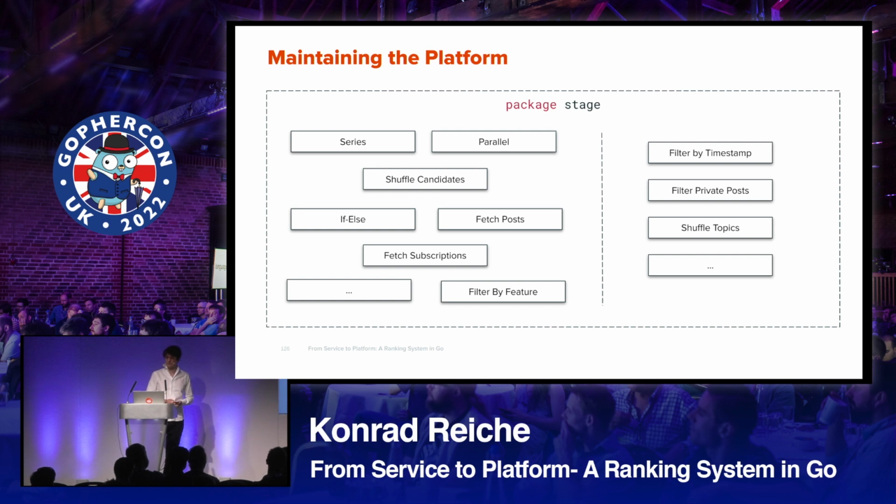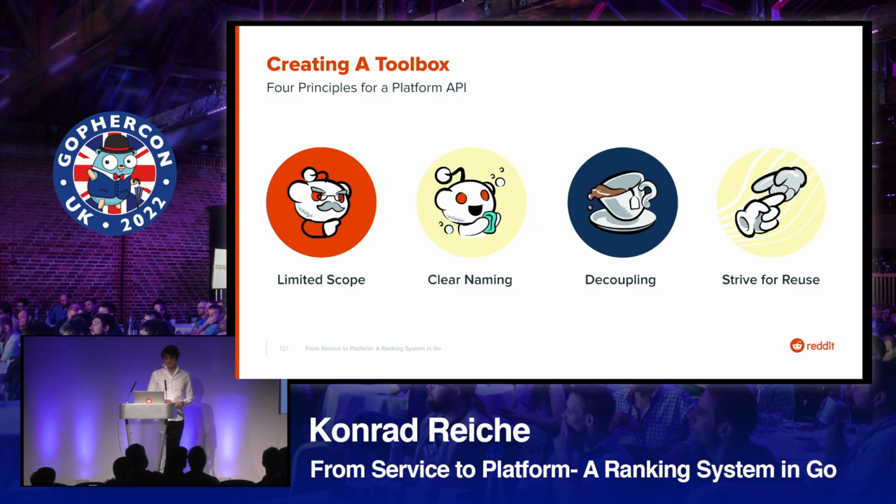Why? Well, Unix pipes only work because of the principles of how a program should be written. And so these are our principles for designing stages. Limited scope, clear naming, decoupling, strive for reuse.